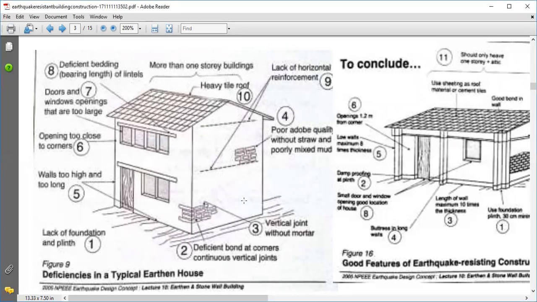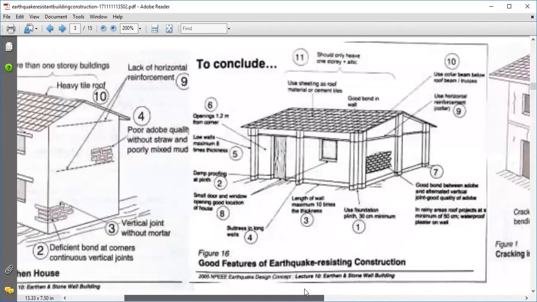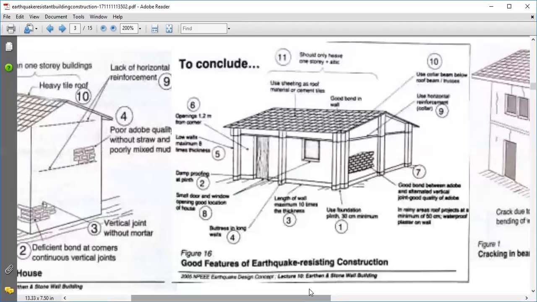For reducing such deficiencies, we have to go for some good features, and then we'll go for the solutions. Now to conclude, you can see here point number one, some of the good features for earthquake resistant structures that they have shown here. The foundation, up to foundation or plinth level, they have shown 30 centimeters minimum, and the plinth level should be over there.